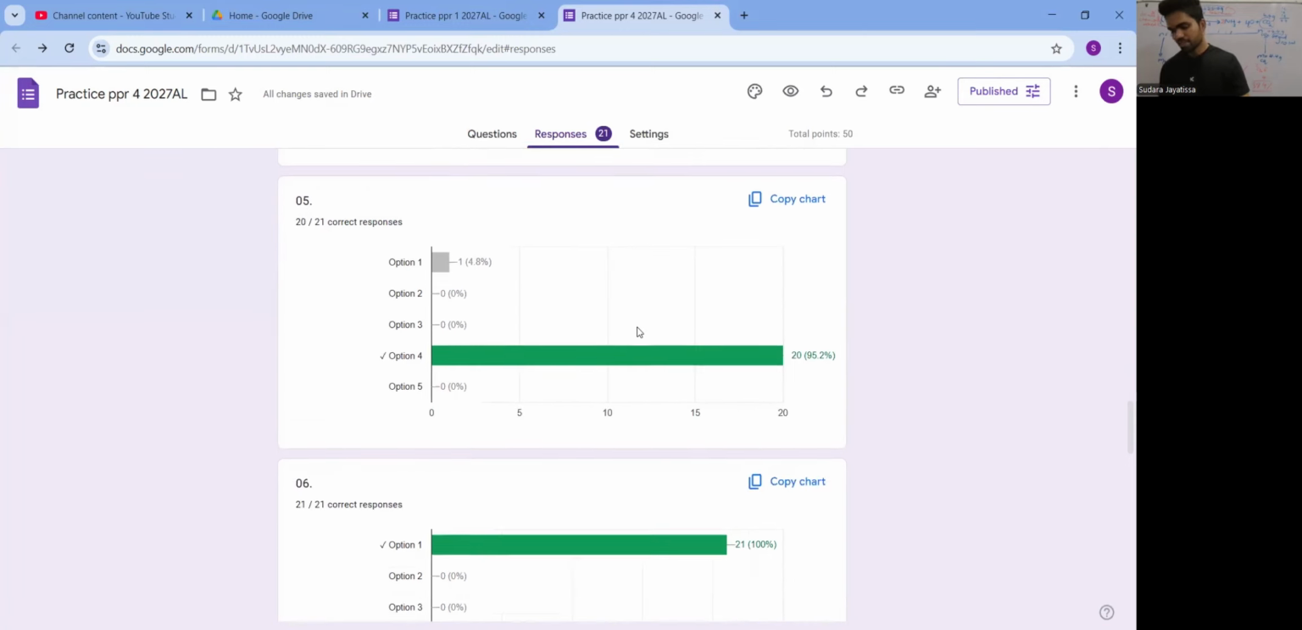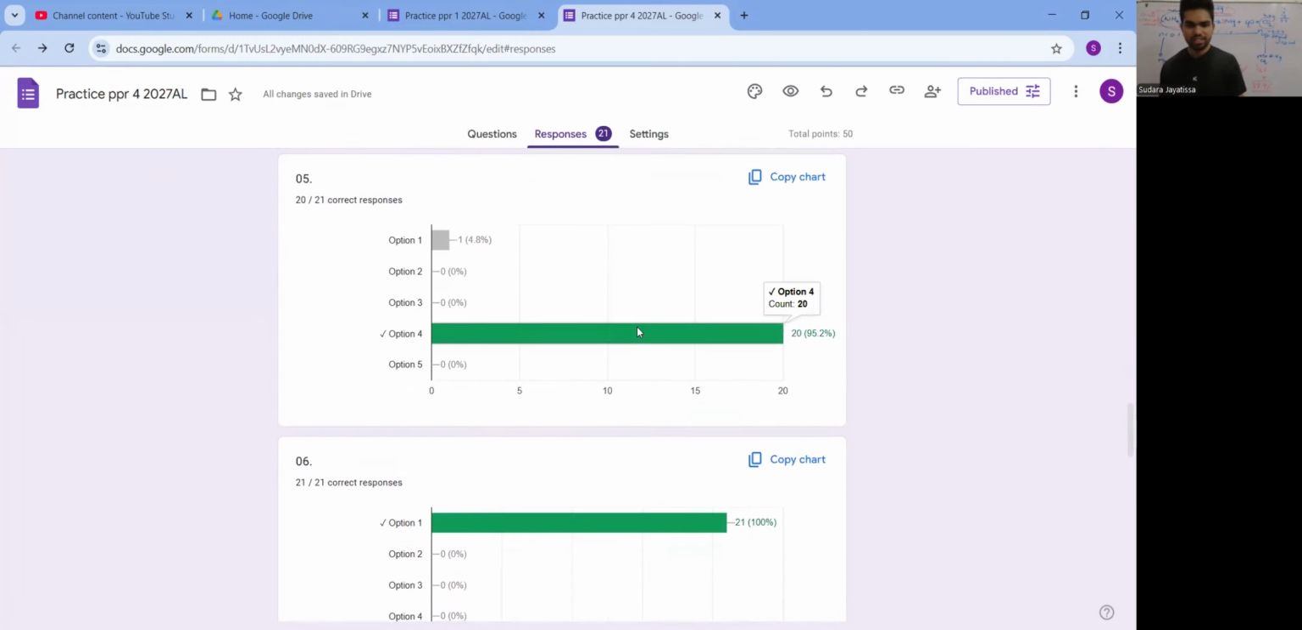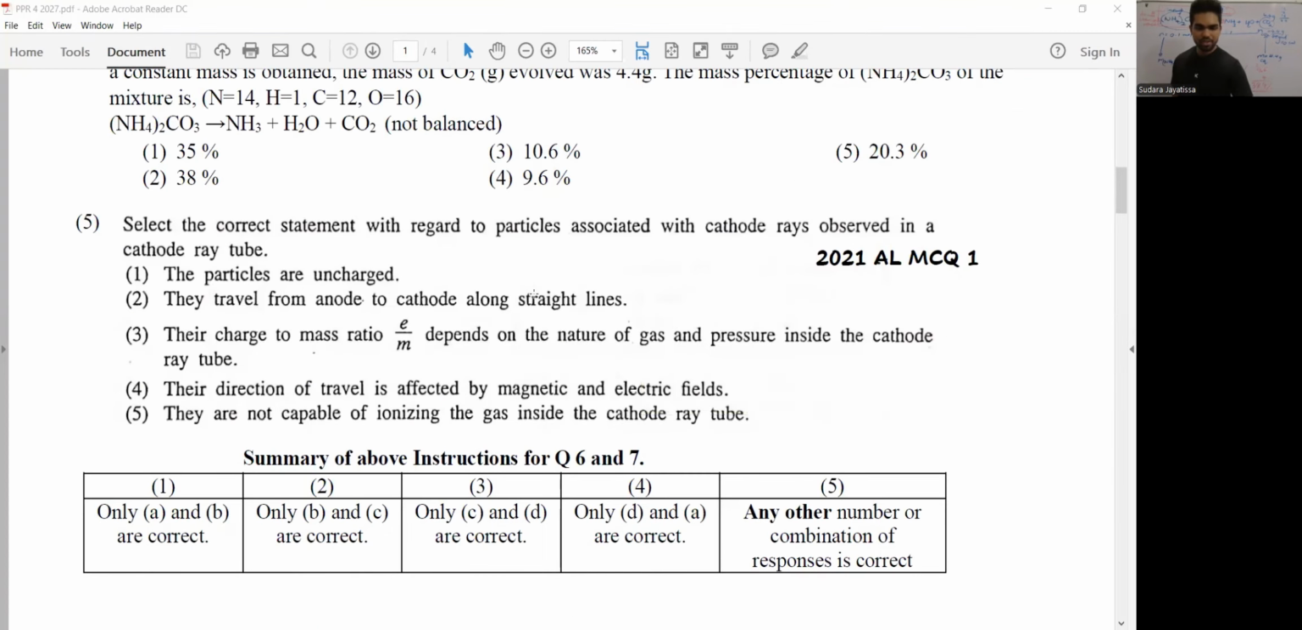Fifth one, answer 4. See, only one got an incorrect answer, but maybe by mistake. Fifth one. So now let's review this one. I'm going to tell you some statements in your printout. Write them in front.